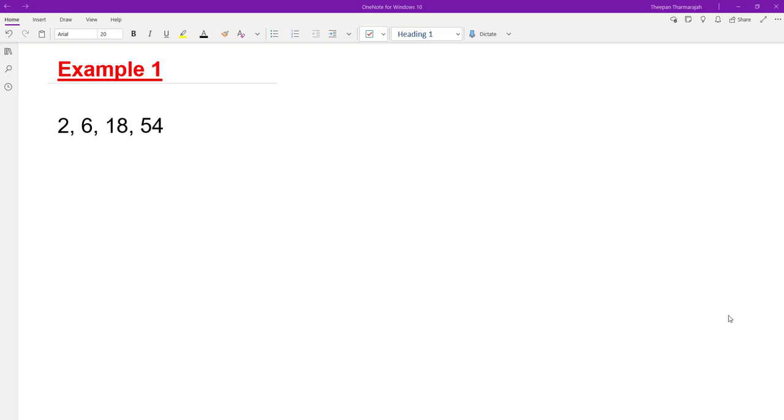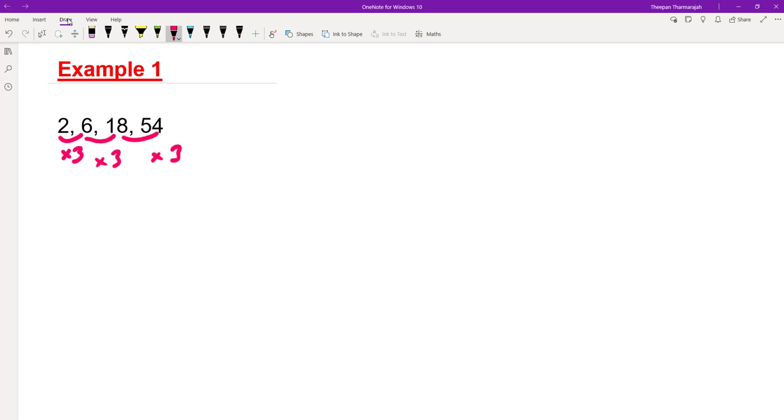In this video, we're going to look at geometric sequences. So first of all, what does a geometric sequence look like? Well, we've got 2, 6, 18, 54. In this case, to go to the next term, we multiply by 3. Now that pattern repeats. So if we multiply the previous term by 3, we get the result we're looking for. 2 times 3 is 6, 6 times 3 is 18, 18 times 3 is 54.